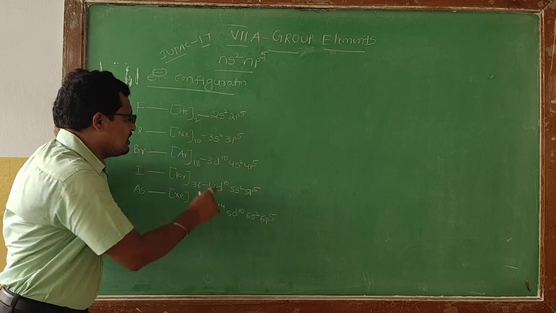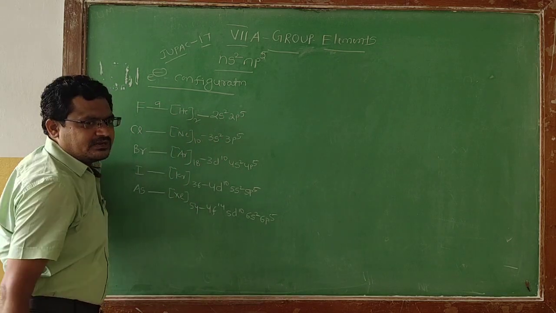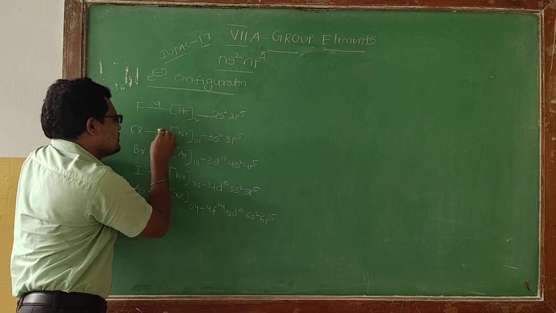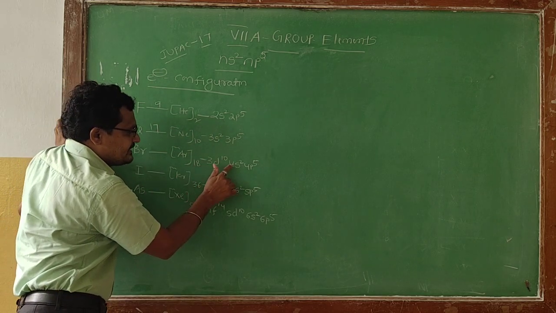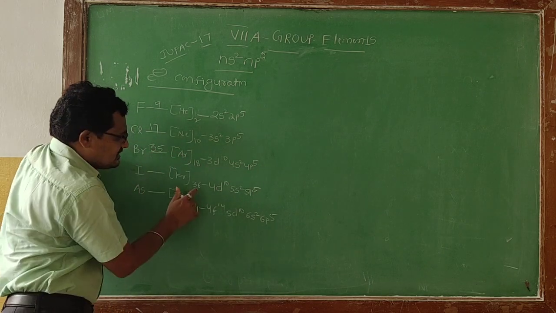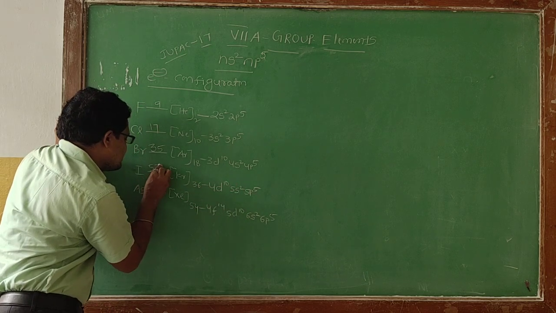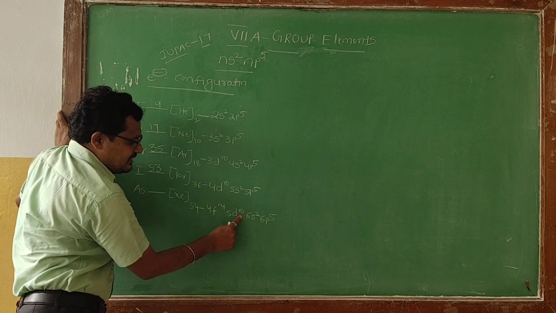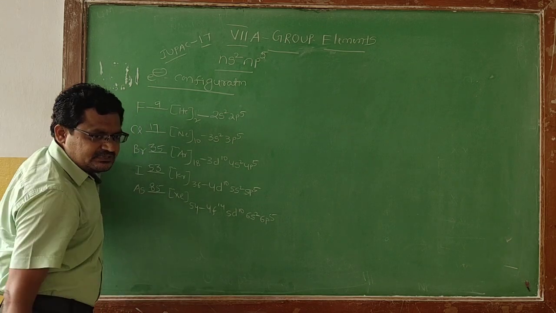Now here atomic numbers: 2, 2 plus 2 is 4, plus 5 is 9. Fluorine atomic number is 9. Here neon 10, 12, 5, 17. Chlorine atomic number is 17. Then 18, 28, 30, 35. Bromine atomic number is 35. Then 36, 46, 48, 53. Iodine atomic number is 53. Next, 54, 68, 78, 80, 85. Astatine atomic number is 85.